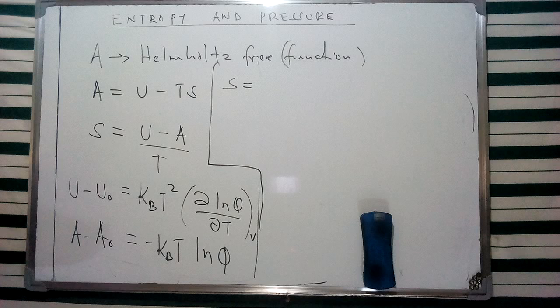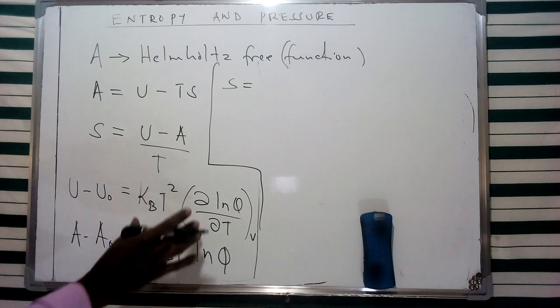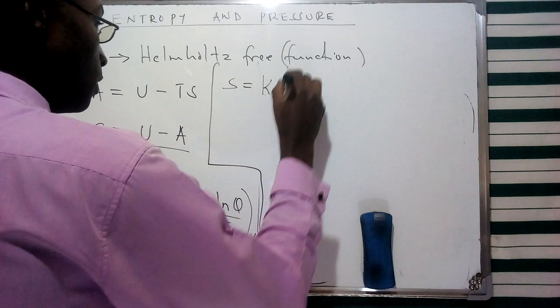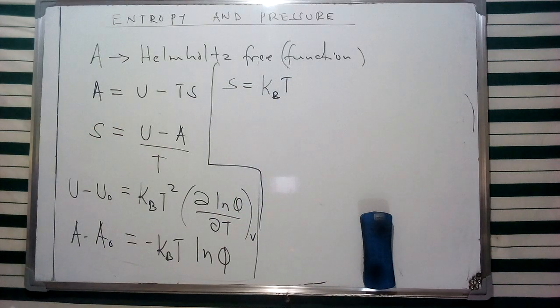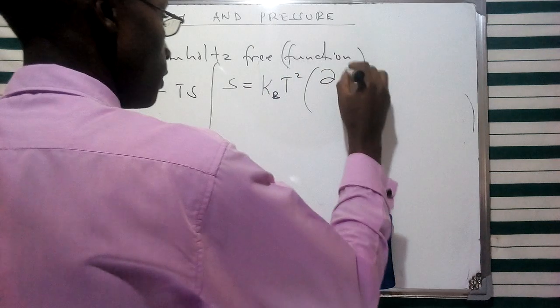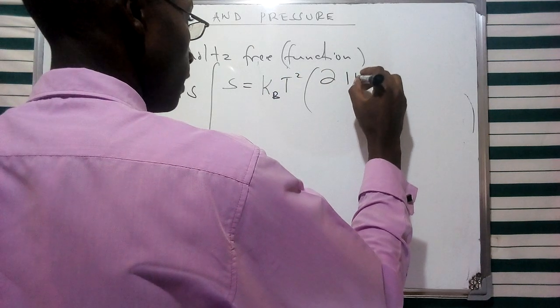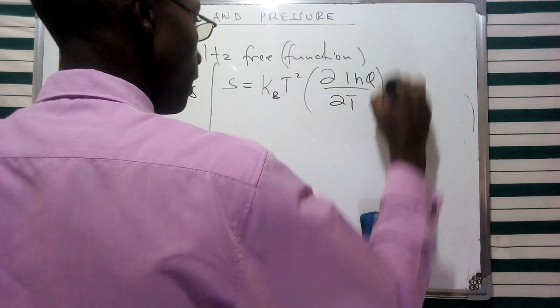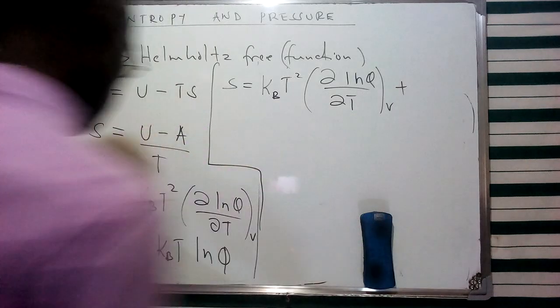Therefore, we are going to have this one given in terms of either the first one or the second one, and therefore I'm going to have it given as kBT squared, and that is going to represent our internal energy, into the partial derivative of the natural log of Q over T, and this under constant volume, and then plus.